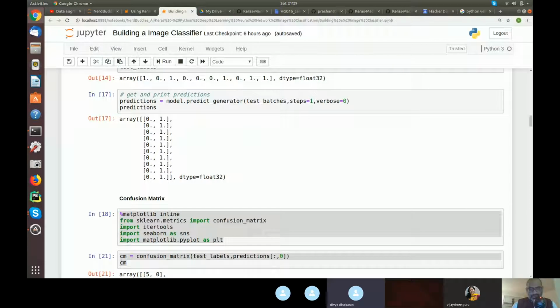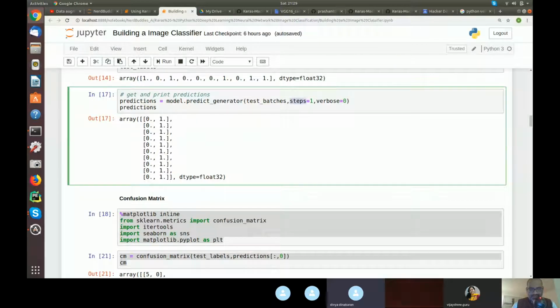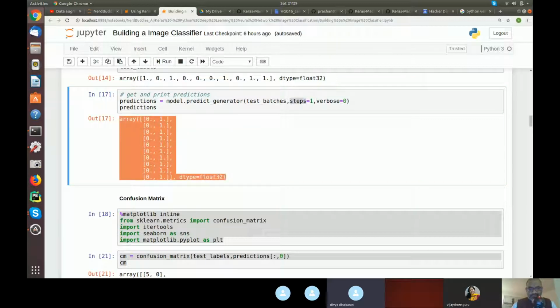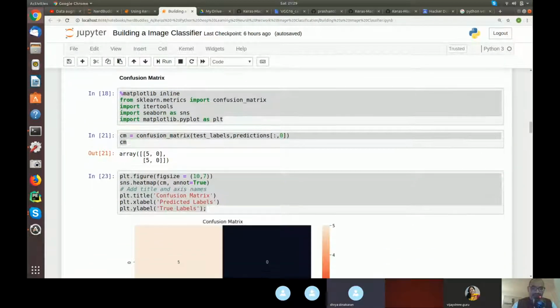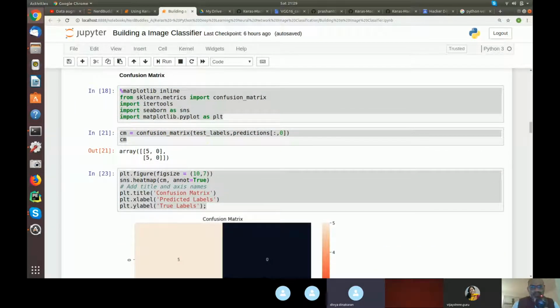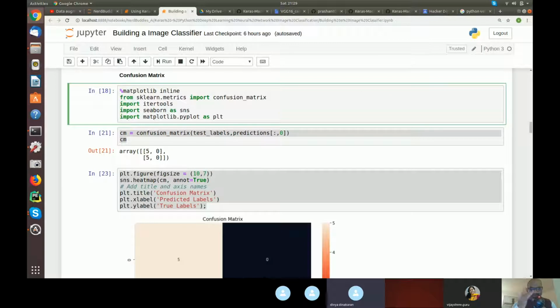So we took one step, we got the 10 images, and we got the predictions for that. And it predicted cat for all of them. So the next step is to get metrics around the model to see how it performed on the test set.